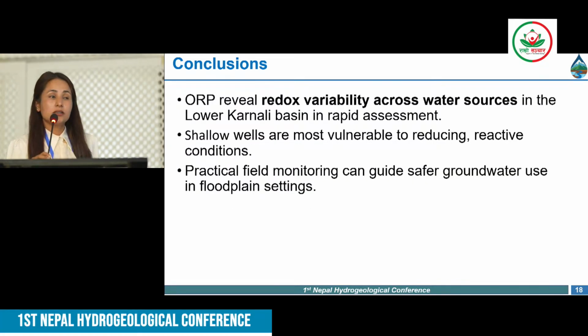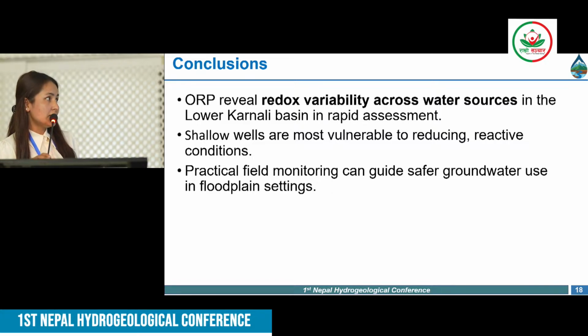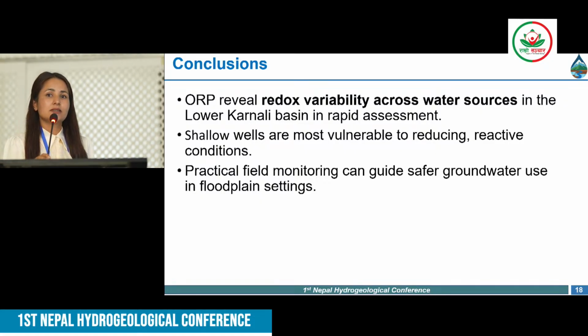So in conclusion, ORP reveals redox variability across water sources along the Karnali area. So shallow wells are most vulnerable to people, as they are the main source of drinking water for the people living near the Karnali and Gerua river corridor. So practical field monitoring can give safe groundwater use in floodplain settings, not only in the Karnali river basin, but overall throughout the Tarai plain of Nepal. Thank you.